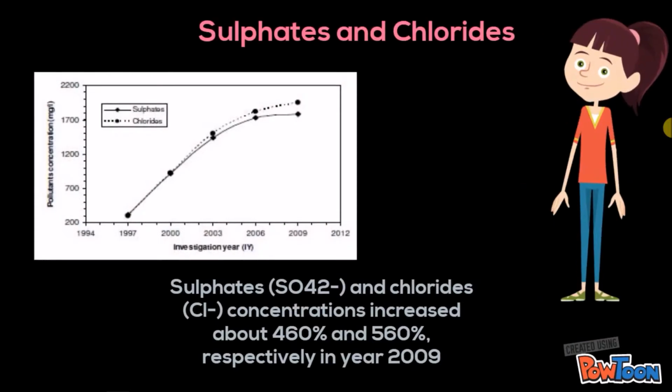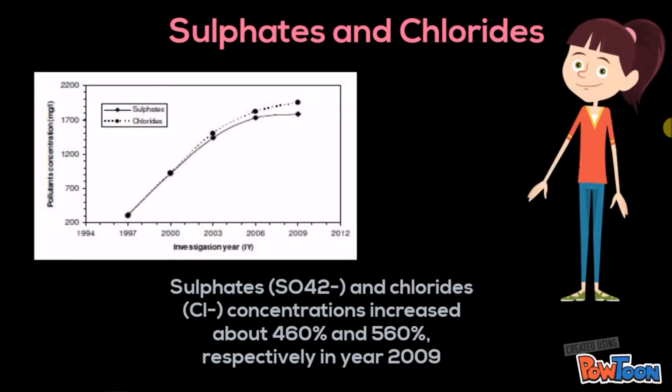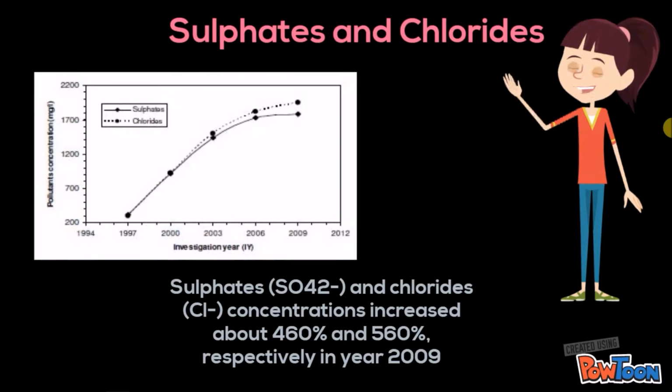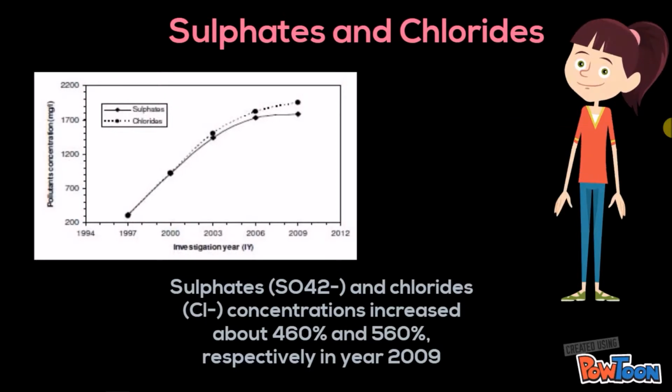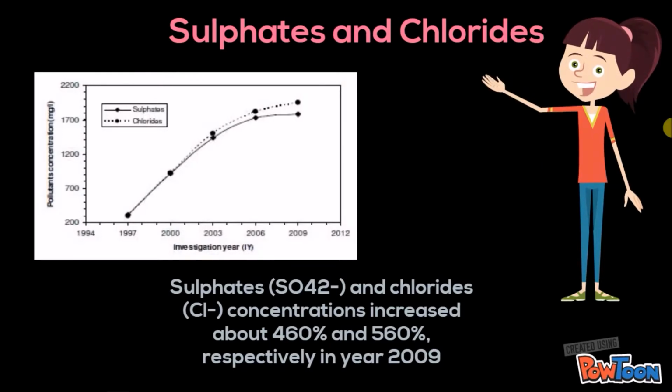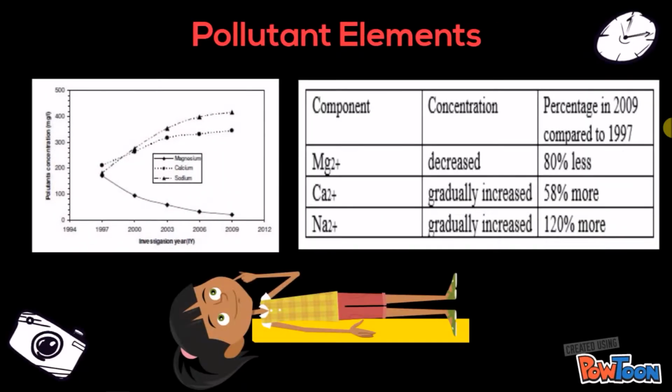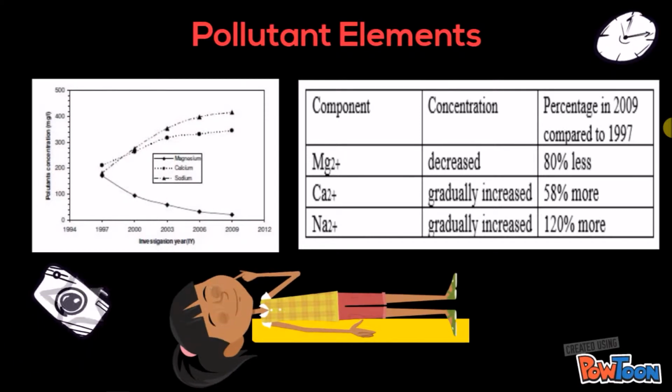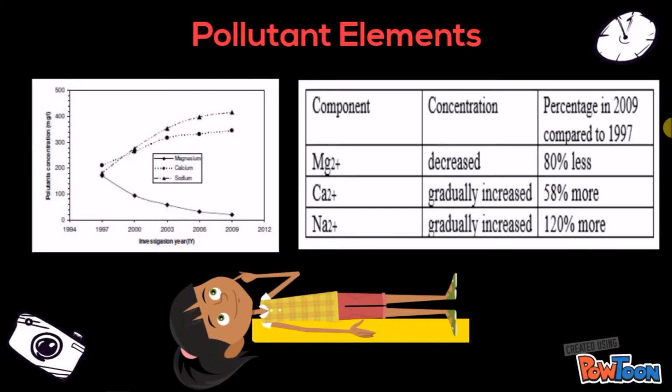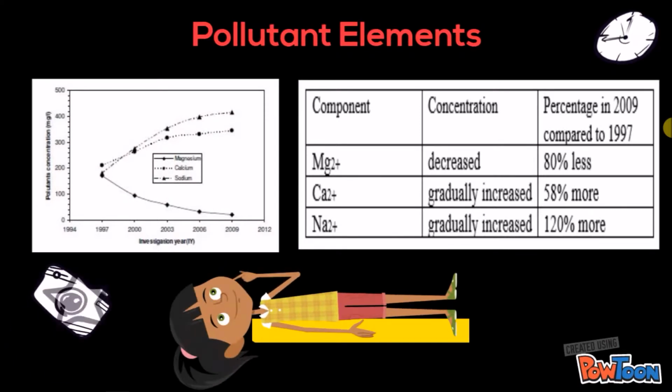Based on the graph, the concentration of sulfate increased about 460% and the concentration of chloride increased about 560% in year 2009. The percentage is compared to the concentration of both elements in year 1997. The concentration of magnesium decreased about 80%. The concentration of calcium increased about 58%.